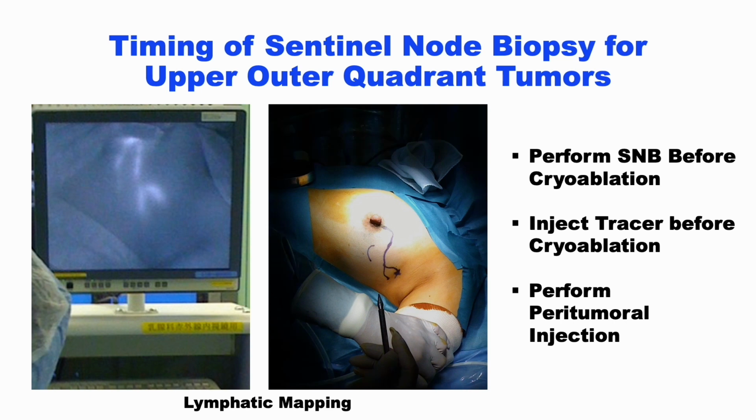The photograph here shows lymphatic mapping of the left breast with a fluorescent tracer, which is visible through the skin as this white glow.